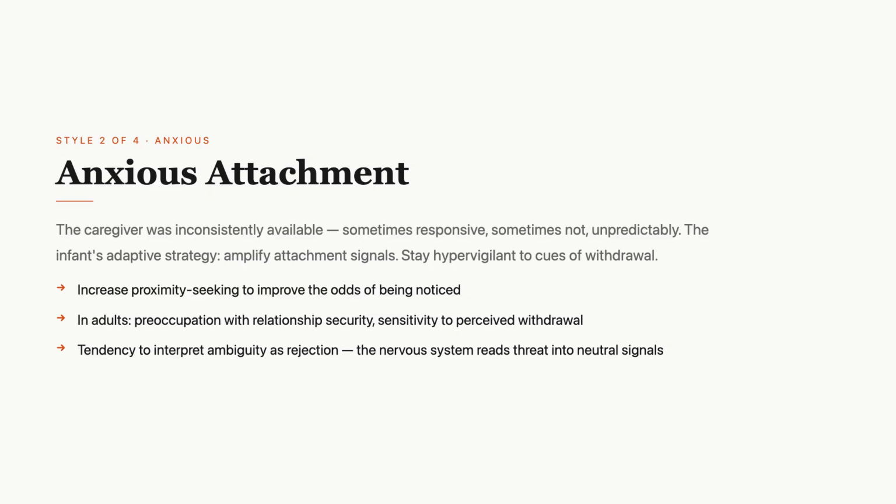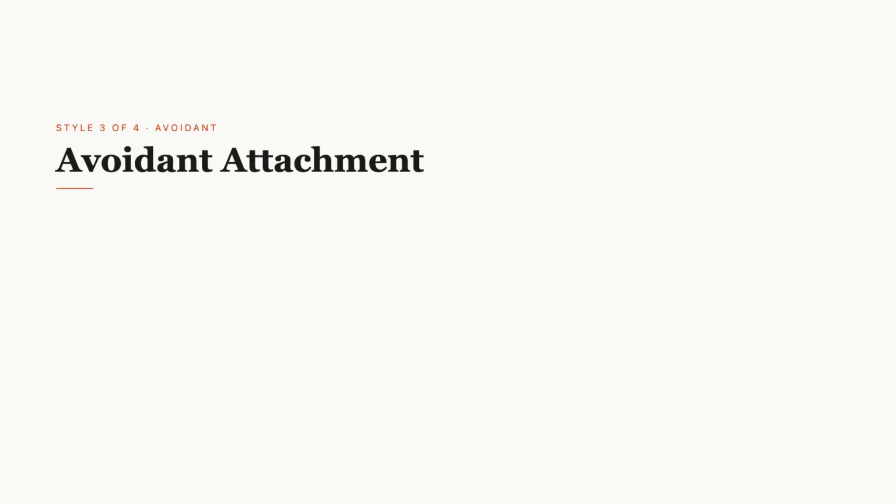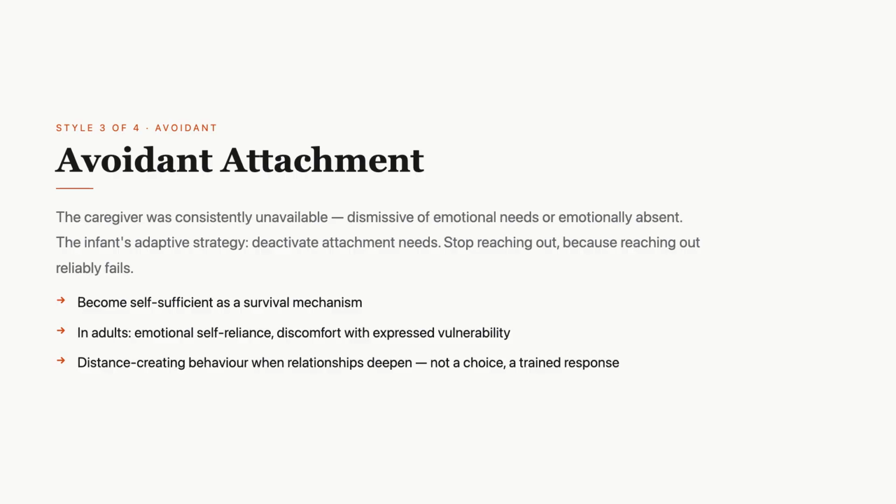Avoidant: the caregiver was consistently unavailable, dismissive of emotional needs, or emotionally absent. The infant's adaptive strategy: deactivate attachment needs. Stop reaching out, because reaching out reliably fails. Become self-sufficient as a survival mechanism. In adults, emotional self-reliance, discomfort with expressed vulnerability, distance-creating behavior when relationships deepen.